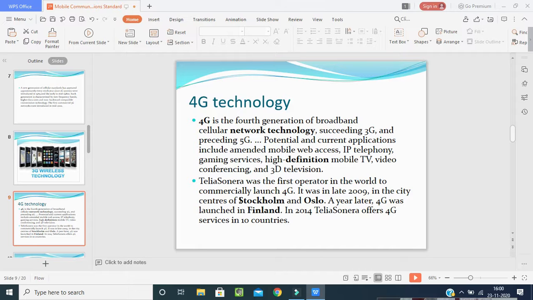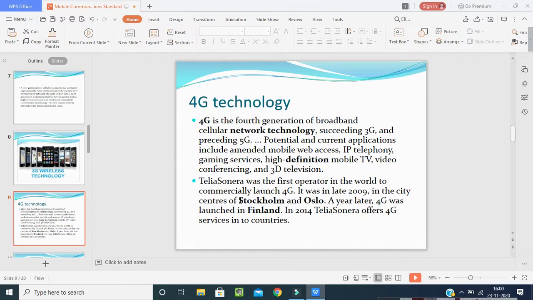Now, 4G is the fourth generation of broadband cellular network technology. It is the successor of 3G and predecessor of 5G. Potential and current applications include amended mobile web access, IP telephony, gaming services, high definition mobile TV, video conferencing, and 3D television. All the new advantages that we are having on TV nowadays. Now we'll go into some history: who developed 4G and what was the main reason for developing 4G.